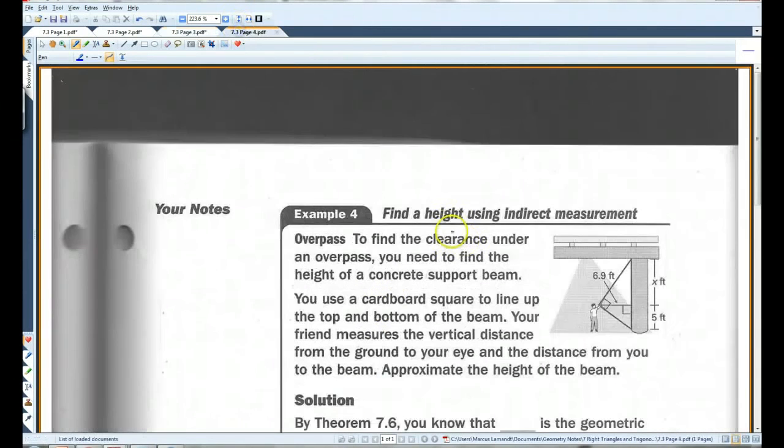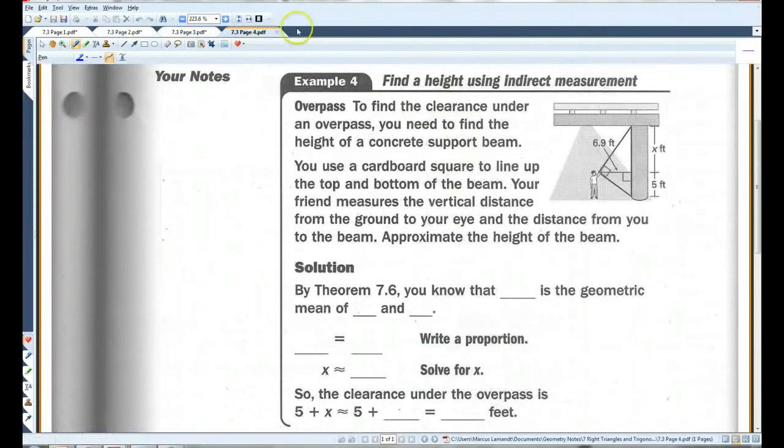Alright, let's do an example. So, to find the clearance under an overpass, you need to find the height of a concrete support beam. You use a cardboard square to line up the top and bottom of the beam. Your friend measures the vertical distance from the ground to your eye and the distance from you to the beam. Approximate the height of the beam.